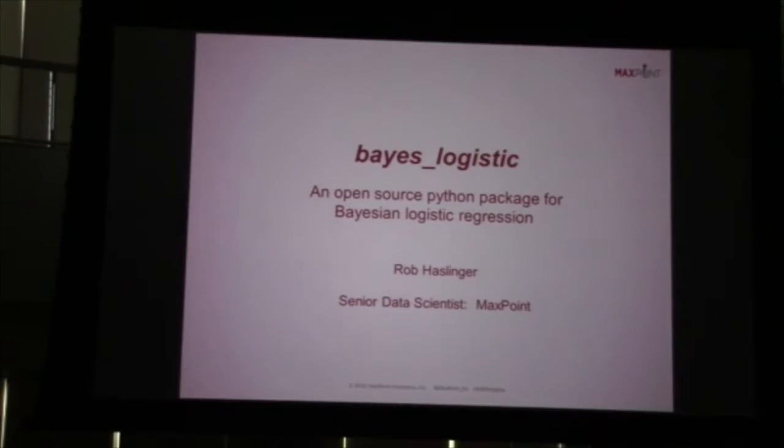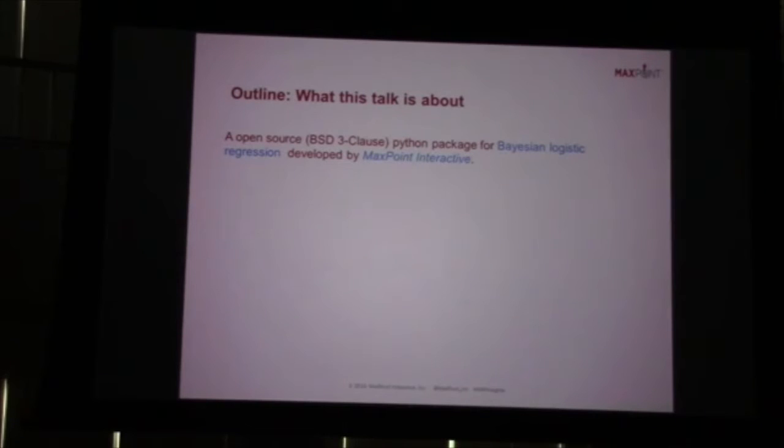Okay, yeah, I'm Rob. I'm a senior data scientist at MaxPoint. I'm going to talk today about Bayesian logistic regression and a little Python package that we threw together in open source because we didn't find capabilities in standard Python packages out there to actually do this. So this package is open source, BSD 3-clause license. You can download it, you can do whatever you want with it. It comes with no implied warranty, etc.